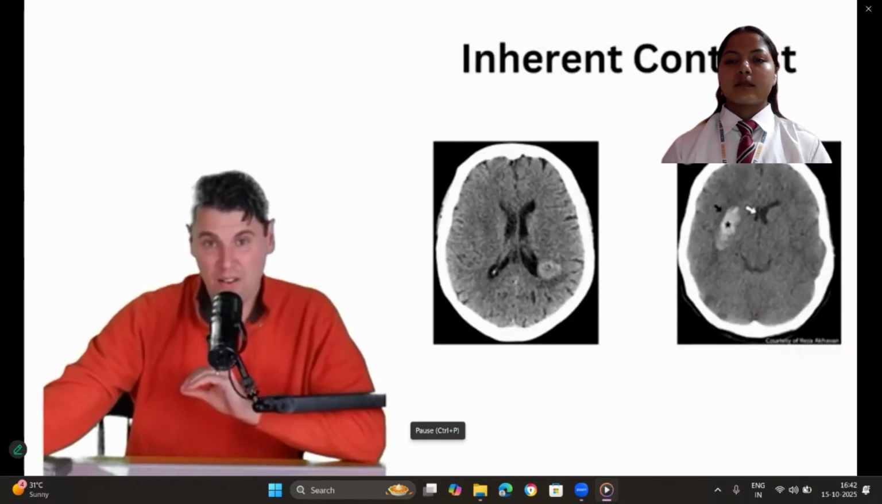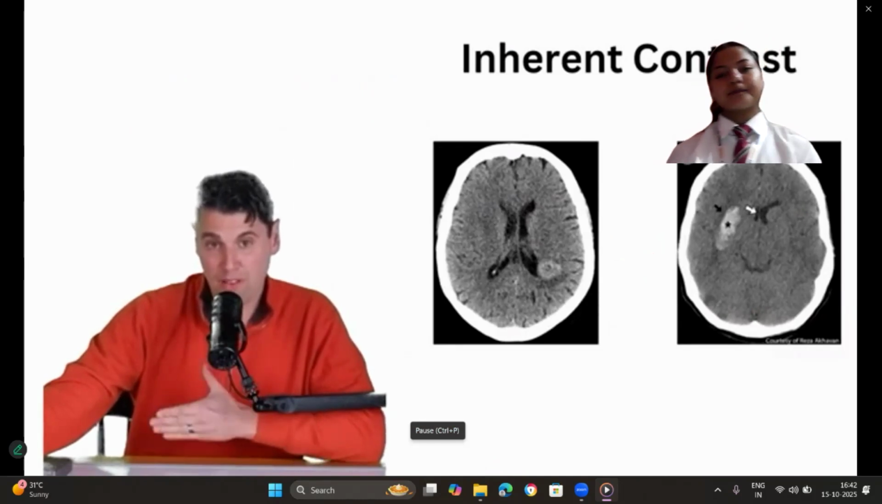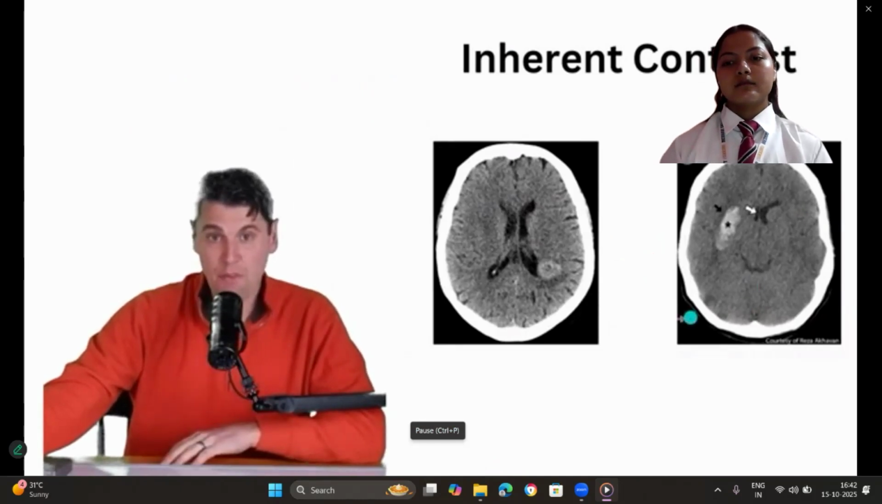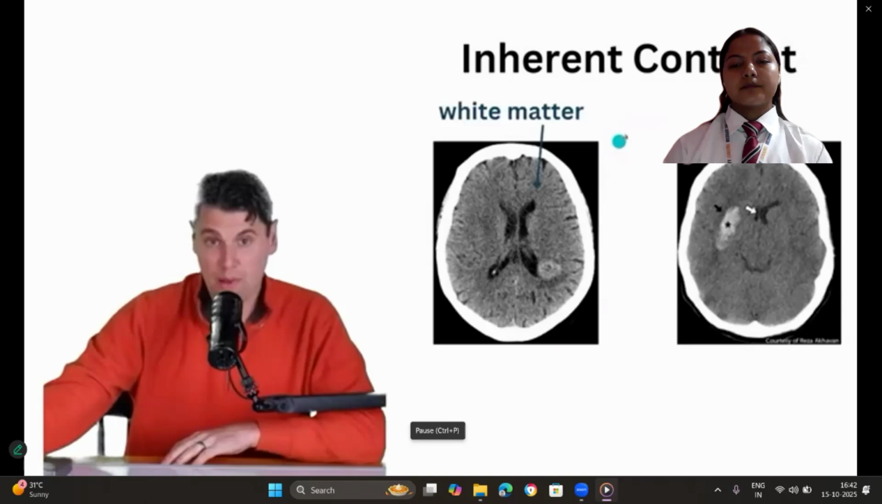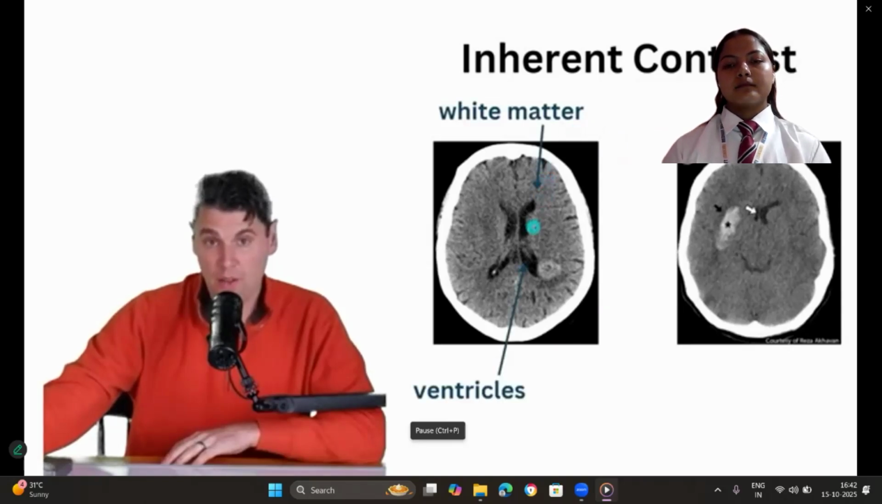The inherent contrast that we have on our CT exams is significantly better than what we saw on X-ray. And you can see on a non-contrast CT of the head, you can see a lot of the soft tissues. You can see that cerebral spinal fluid. You can see the white matter. The white matter is right here. You can see the cerebral spinal fluid here in the ventricles. You can see a tumor here.